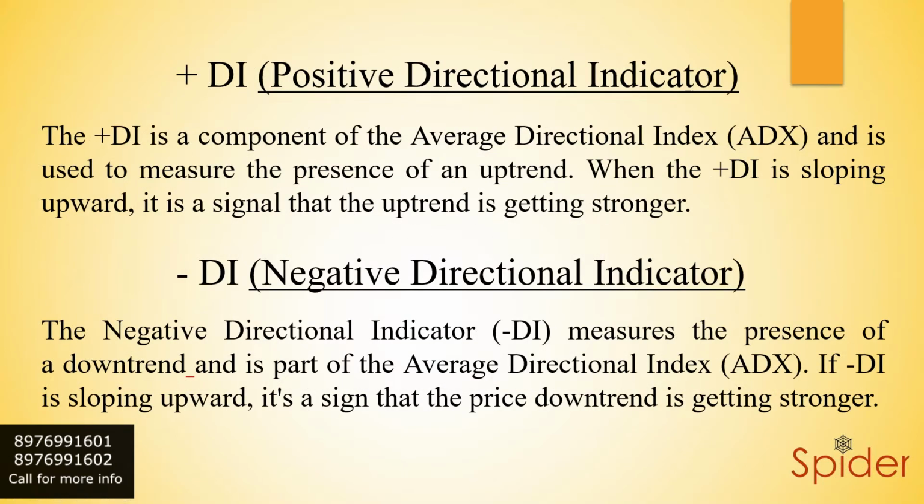So as I've told you about the positive DI and negative DI, I have discussed this, correct. So the negative indicator, what does it measure? The presence of a downtrend, and it is a part of the ADX. If DI is sloping upward, it's a sign that the price downtrend is getting strong.